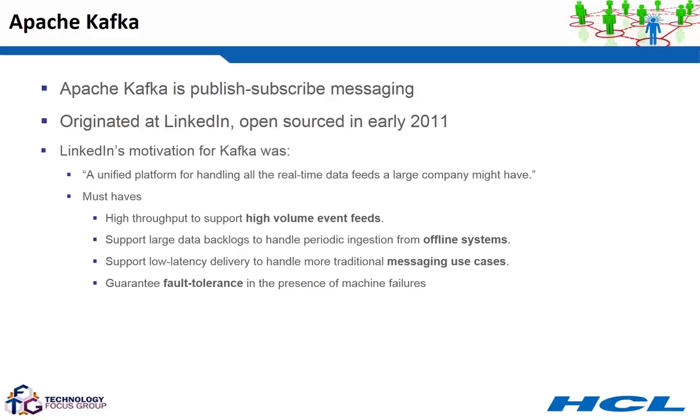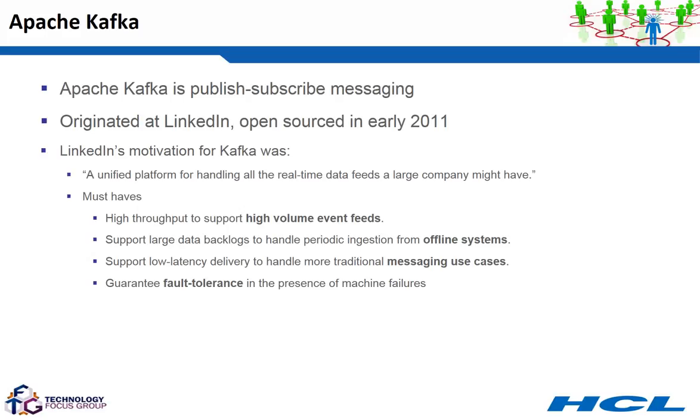Some of the requirements they wanted from the messaging system were that it should be able to support high-volume event feeds coming in real time. It should be able to handle backlogs from offline systems. In most scenarios, you must have handled this requirement, where one system sends a huge backlog at periodic or batch intervals instead of in real time. The new messaging system should be able to handle this requirement as well, apart from the real-time requirement.